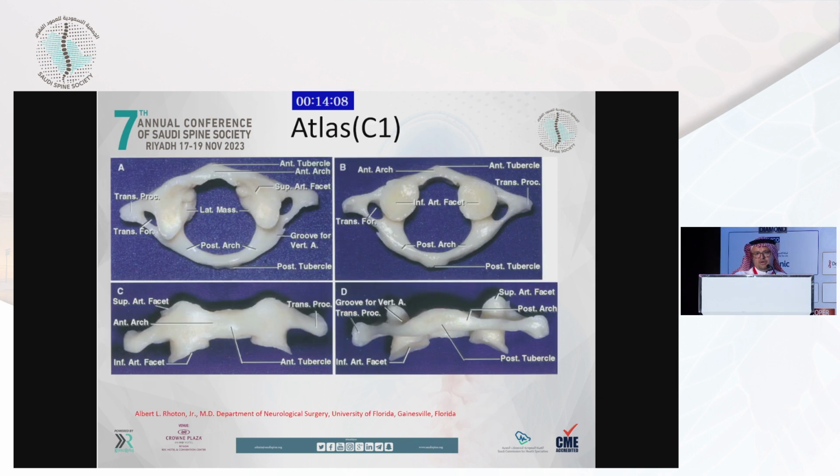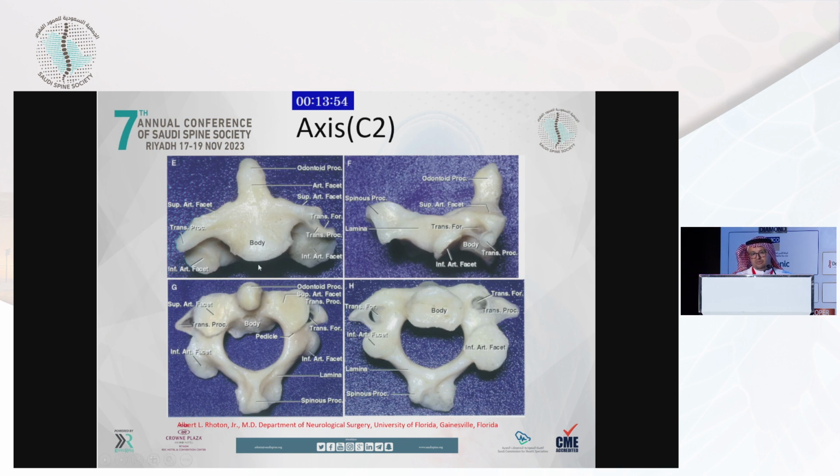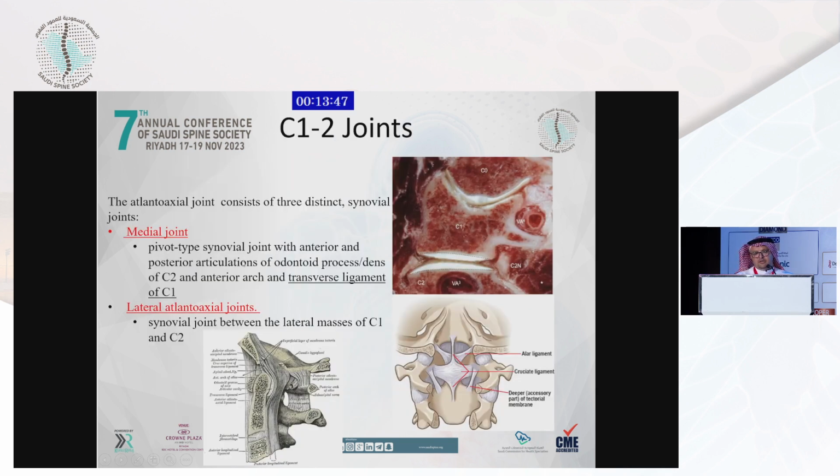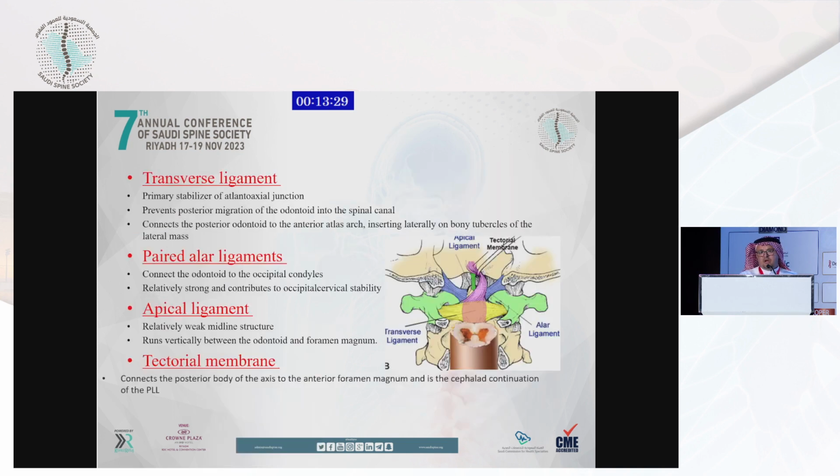This is a brief review of the anatomy of C1. As you can see, this is the inferior articular facet of C1. It points medially and inferiorly. It articulates with the superior articular process of C2, which points upward and laterally. Together, they form the lateral atlantoaxial joint. As you can see here, it is somewhat concave to allow movement in different directions. The other joint is the median joint between the odontoid, the transverse ligament from the back, and the anterior arch from the front. These are the ligaments related to the craniocervical and C1-C2 complex anatomy. The most important are the transverse ligament and the Barrier ligaments.